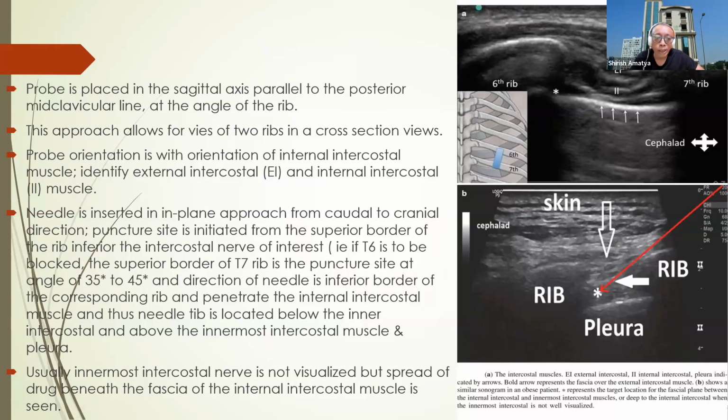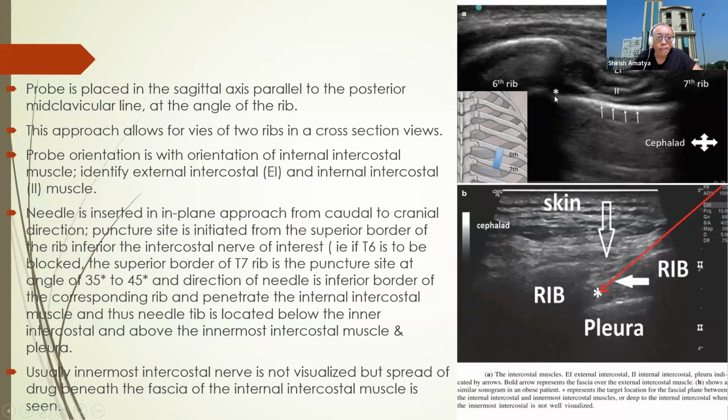So the in-plane approach from caudal to cranial direction is usually preferred to block the intercostal nerve. Normally the site of puncture is the superior border of the inferior rib. So if I want to block the 6th intercostal nerve, then my needle entry point is the superior border of the lower rib, that is the 7th rib. The superior border of the 7th rib will be the site of my needle injection, and from here at an angle of 35 to 45 degrees, the needle is targeted towards the lower portion of the above rib, just above the pleura and innermost intercostal muscle.